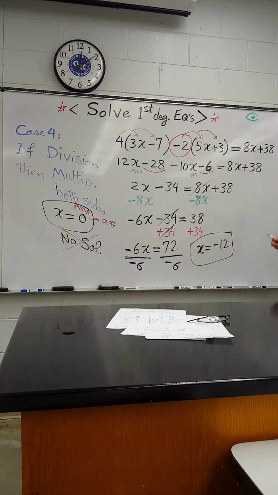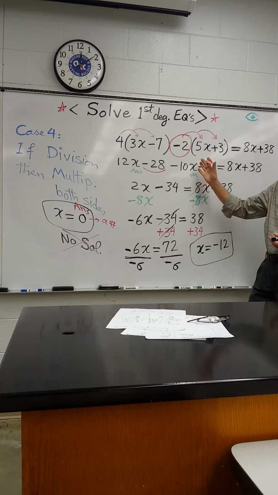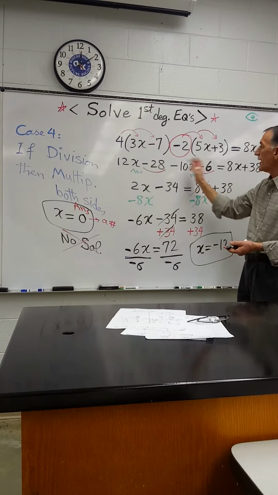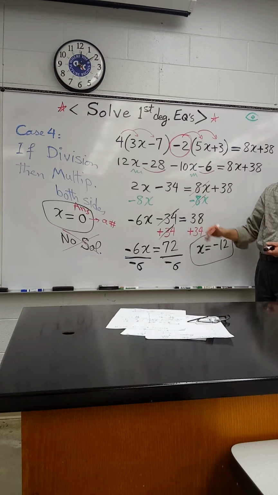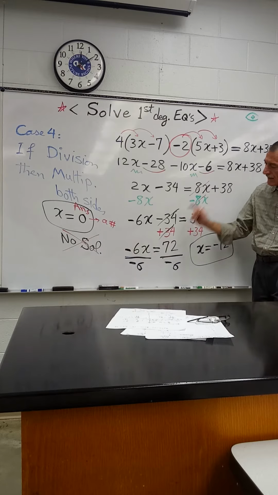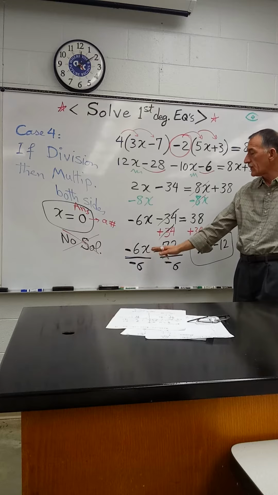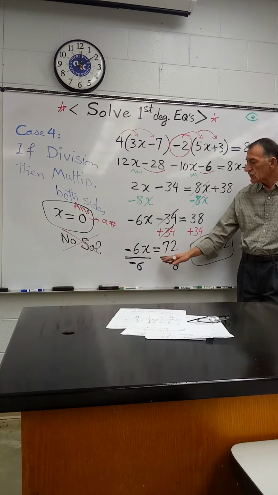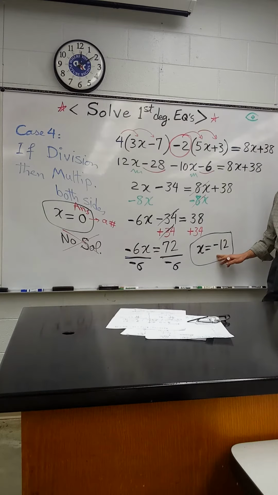Alright? Next, this is just an example, but every time you have a parenthesis, do the distribution, simplify, add the like terms, move all the x's to one side, move all the numbers to the other side. At the end, whether you divide or multiply depends on the last stage or last case. So in this case, we have to divide, and there is the answer, negative 12.